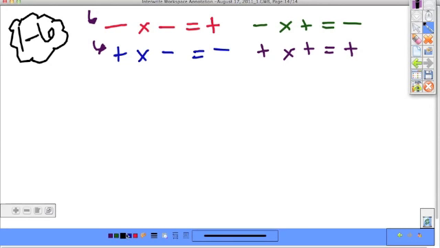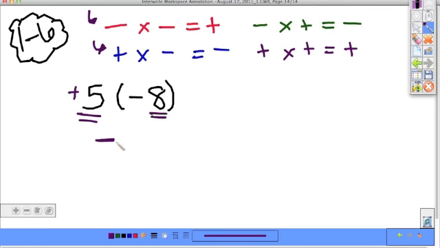So let's try a couple examples to help you on your homework. Here we go, a basic one: 5 times negative 8. I know that my 5 is positive and my 8 is negative, so I have a positive and a negative. My answer is going to be negative, because a positive times a negative equals a negative. Now I just multiply 5 times 8, which gives me 40. And that's your final answer.